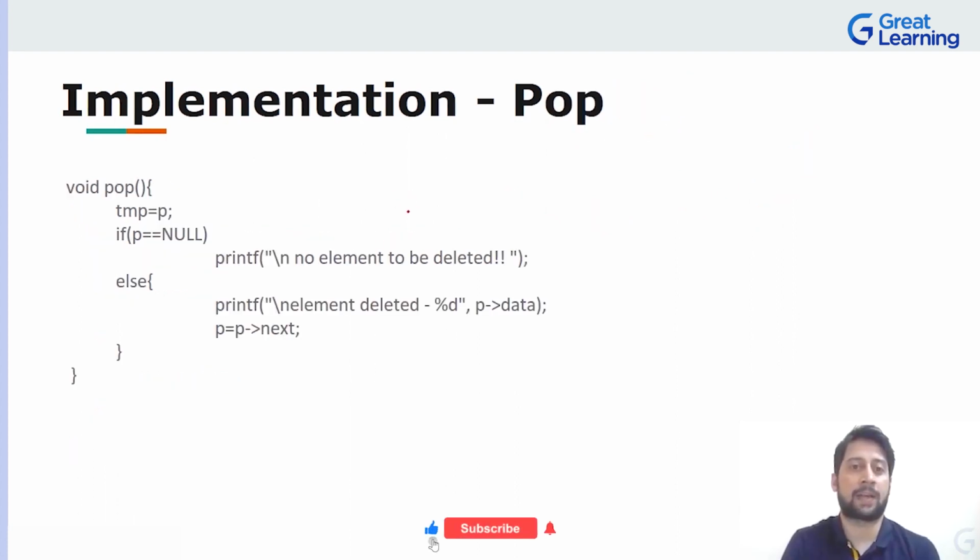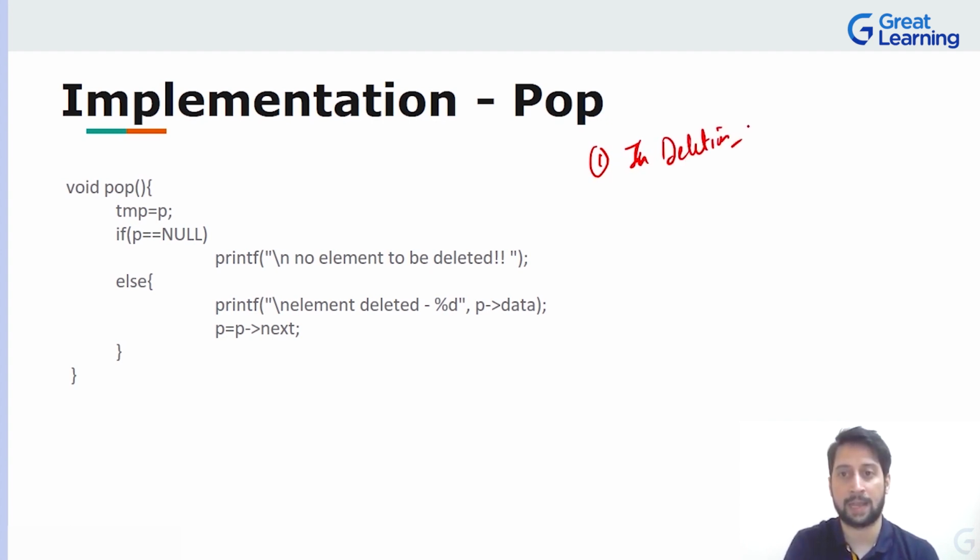Now let's try to understand implementation of pop method in stack using linked list. So we have already seen that when we want to delete a node from linked list, we have two operations, right? Deletion at beginning and deletion at the end.